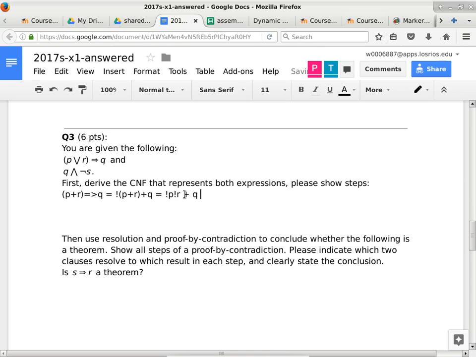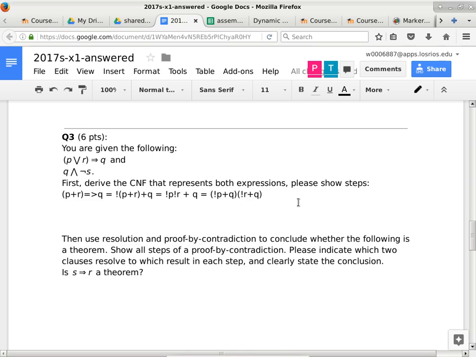And is this in CNF? No. Yeah, yep, it is in CNF. Oh, it's not, sorry. Okay, I take it back. It is not in CNF yet, because the conjunction has to be the last operation. So what do we do to convert this one into a CNF? Distribution, exactly. So using distribution, now we have not P or Q and not R or Q. There we go.